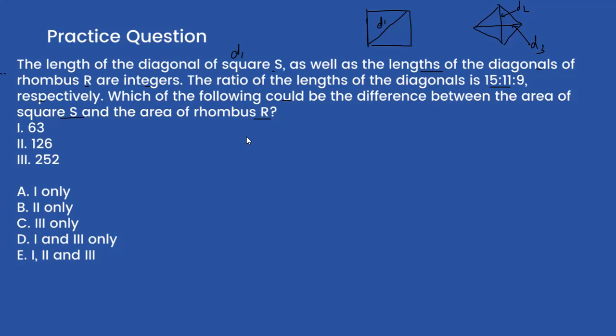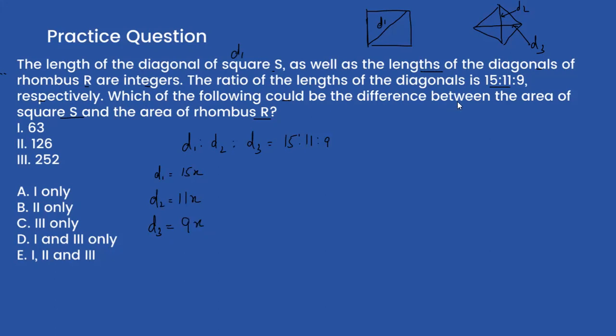That means the ratio D1 to D2 to D3 is 15:11:9. So you can definitely say that D1 will be 15x, where x is the unknown multiplier. D1 would be 15x, D2 is 11x, D3 being 9x. Till this point it's okay.